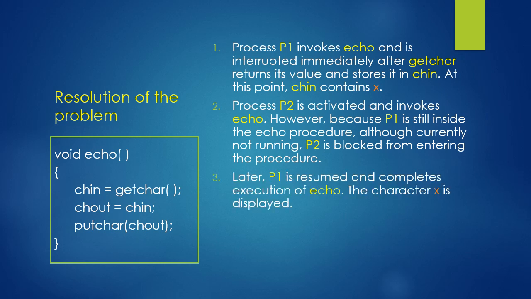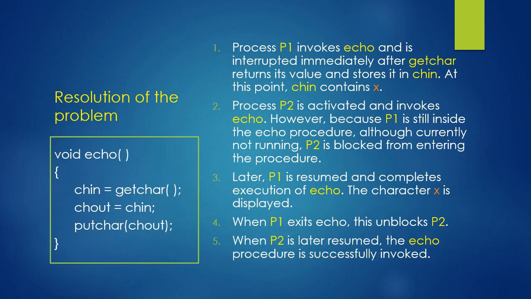At some later time, process P1 is resumed and completes execution of echo. The character x is displayed. When P1 exits echo, this unblocks P2. When P2 is later resumed, the echo procedure is successfully invoked, y is inputted and y is outputted. This example shows that it is necessary to protect shared global variables and other shared global resources too.